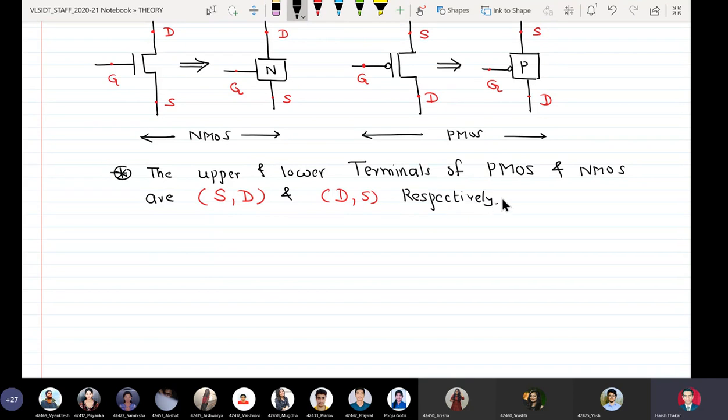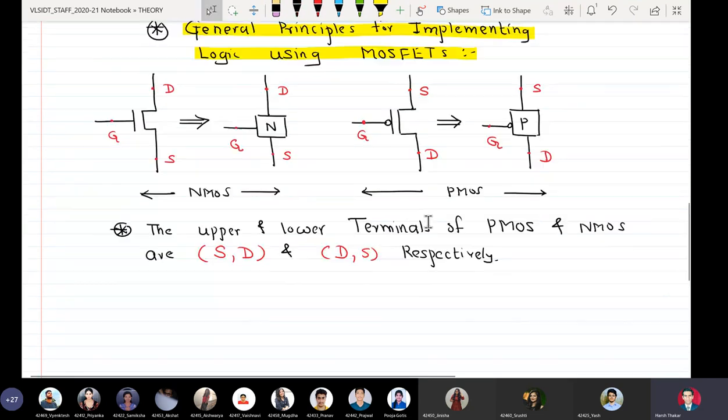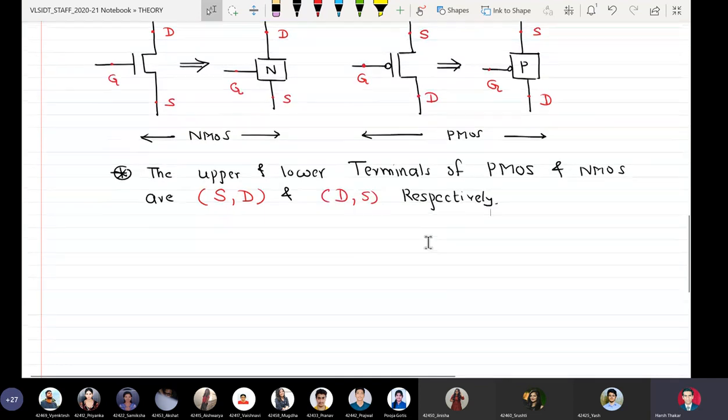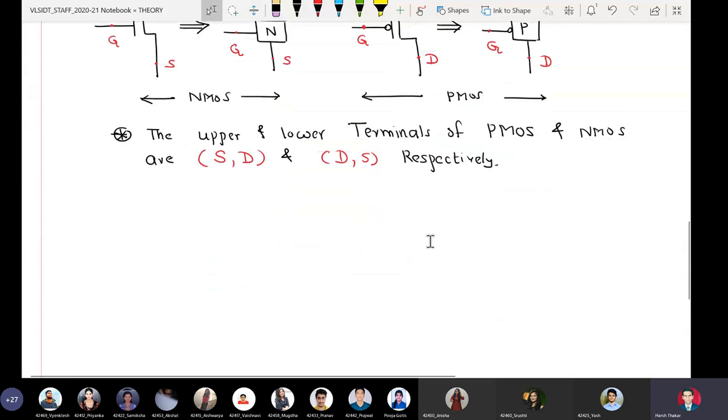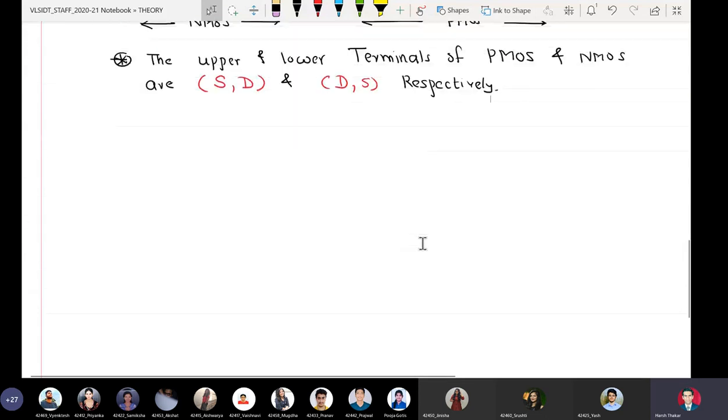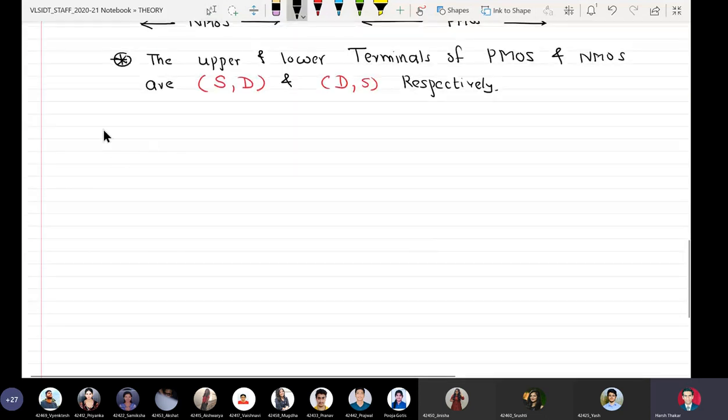Okay, so whenever you draw a PMOS on paper, the upper terminal is source, lower is drain. Whenever you draw NMOS on paper, the upper terminal is drain, lower terminal is always source. Okay, always remember this thing. So with this we go ahead and define the rules.